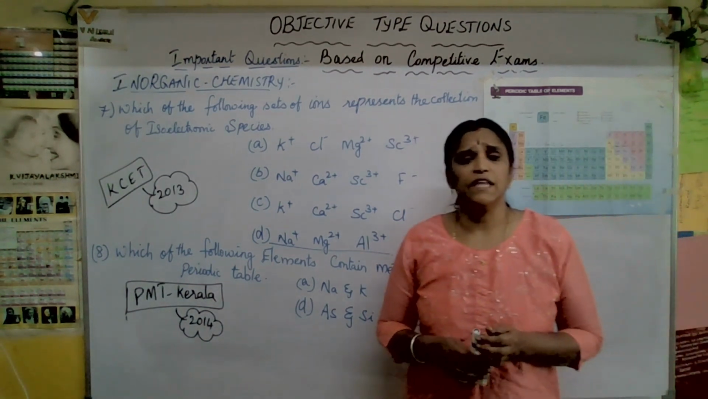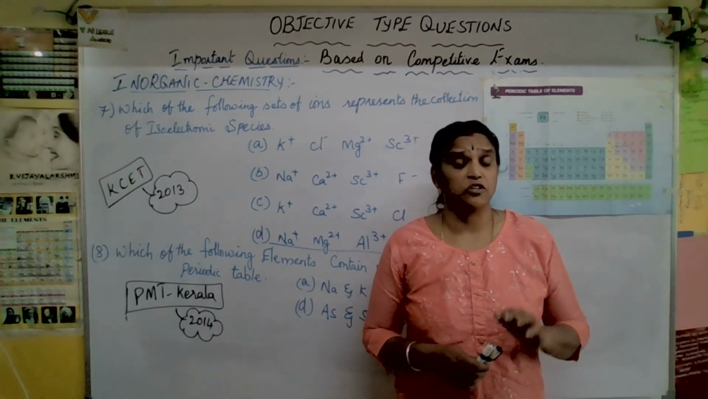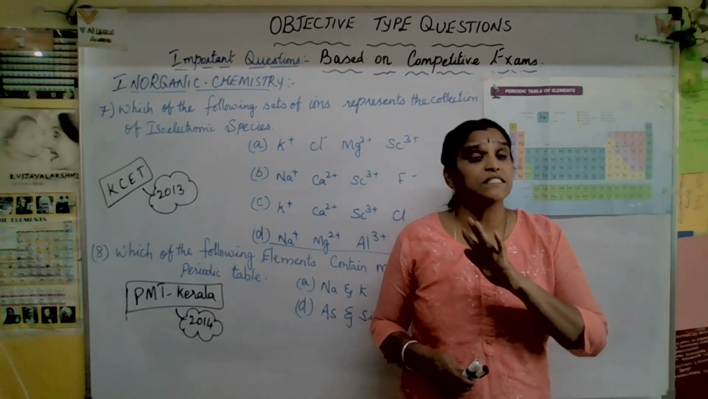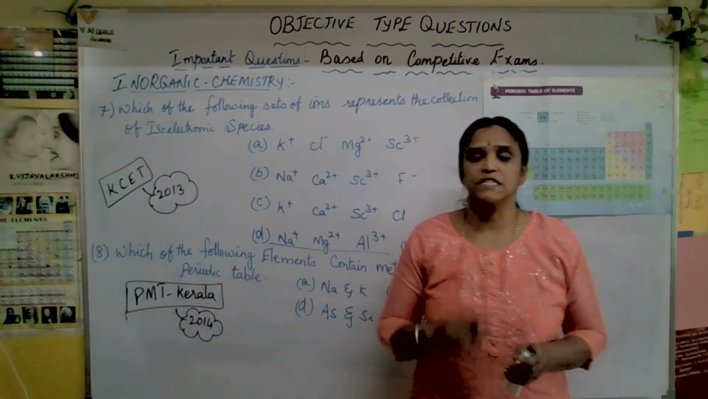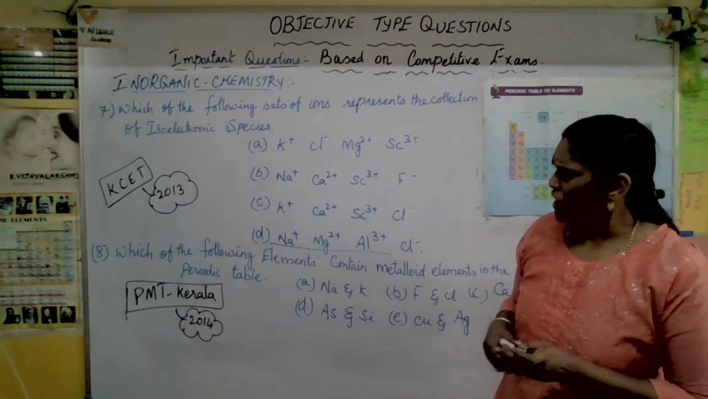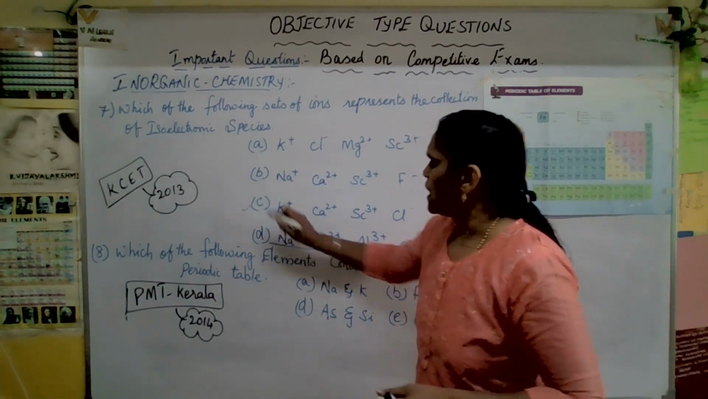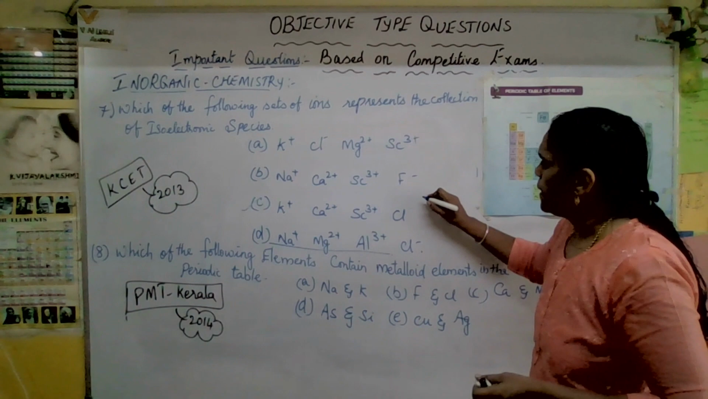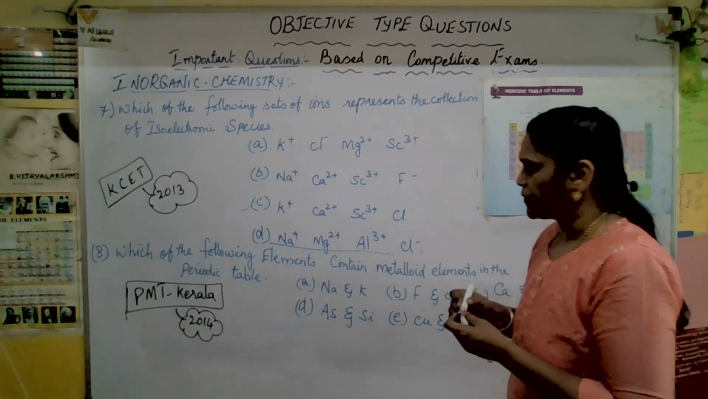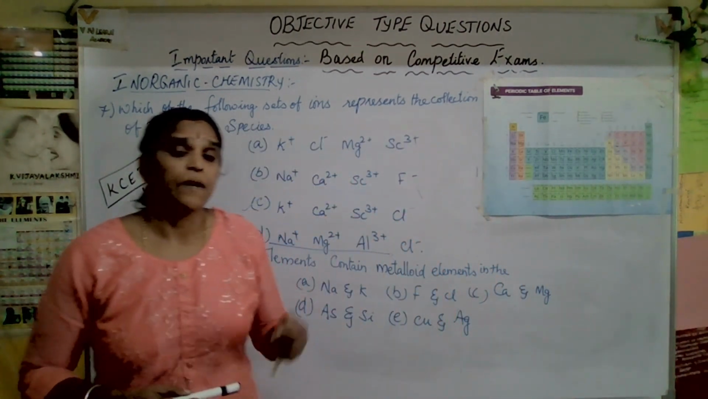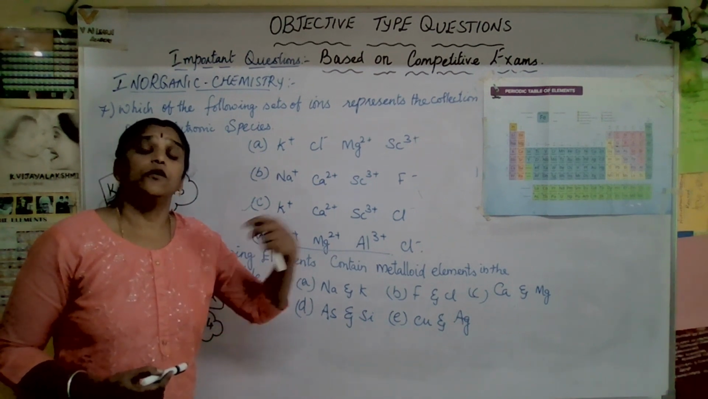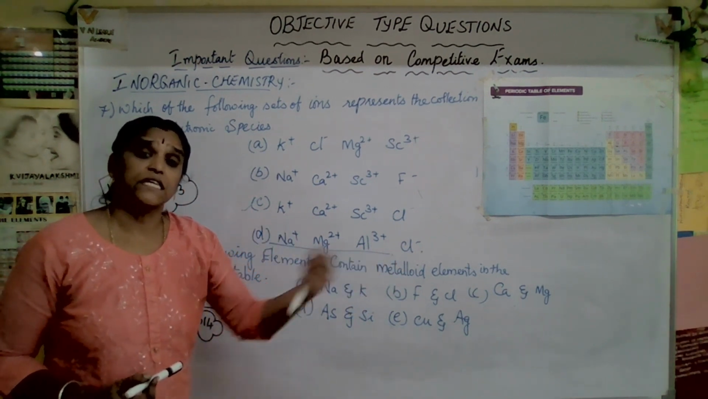Already I have given the idea about isoelectronic species. Atoms or ions having the same number of electrons are called isoelectronic species. In this, option C will be correct. You know why? Because K plus, how many electrons is it? Plus means losing one electron, minus means gaining one electron.